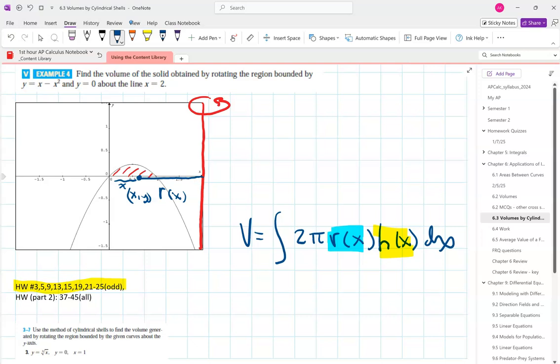Is that so far so good, everybody? And I know that this distance is 2. So that r of x has to be 2 minus x. Is everybody okay with that idea?